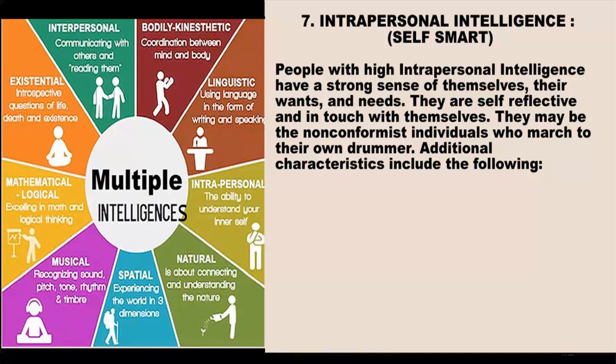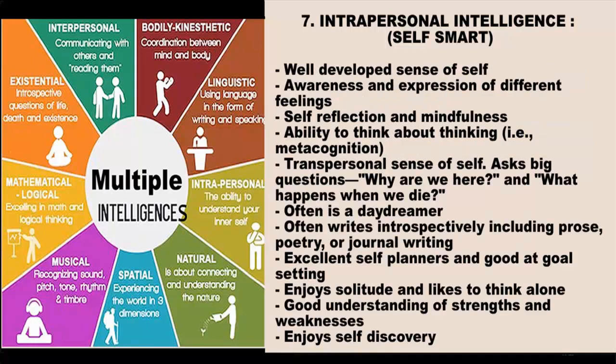Additional characteristics include the following: well-developed sense of self, awareness and expression of different feelings, self-reflection and mindfulness, the ability to think about thinking, i.e., metacognition, transpersonal sense of self, asks big questions: why are we here? And what happens when we die? Often is a daydreamer. Often writes introspectively, including prose, poetry, or journal writing.